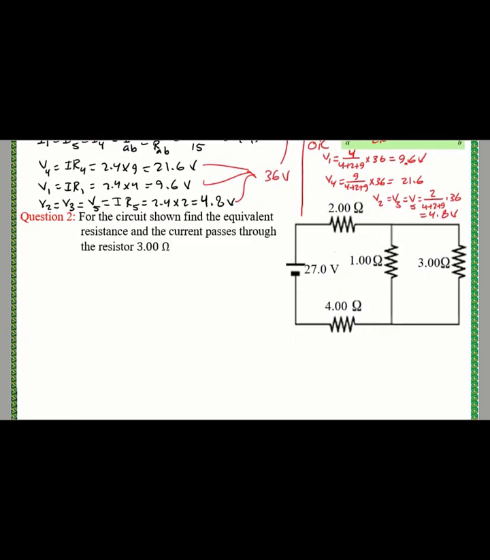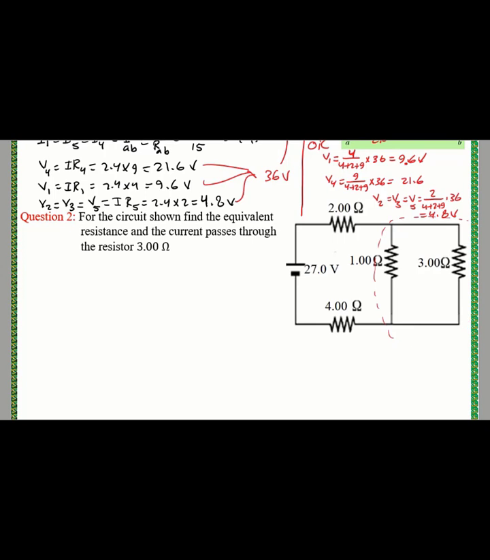For the circuit shown, find the equivalent resistance and the current that passes through the 3 ohm resistor. Go far away from the battery. Here we have two parallel resistors.